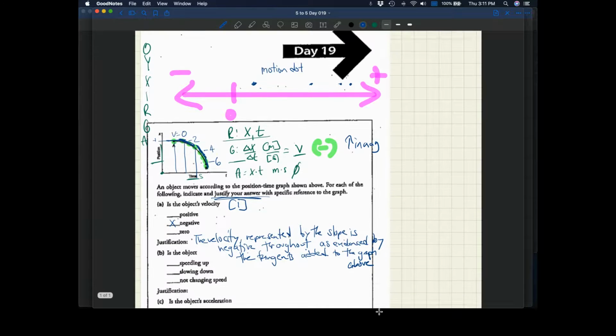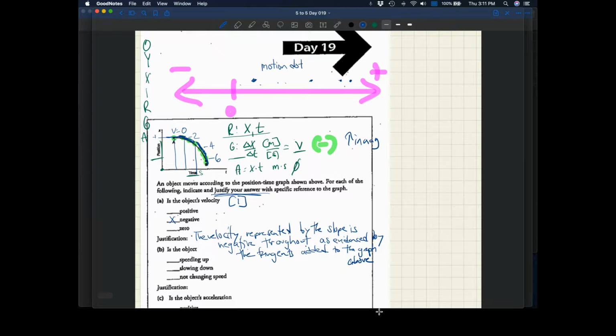Next question, is the object speeding up, slowing down, or not changing speed? We already know the answer to this. This is speeding up. The slope is negative throughout. The speed is increasing because the magnitude, steepness, is increasing over time. Or we could say magnitude of the slope or the steepness is increasing over time.